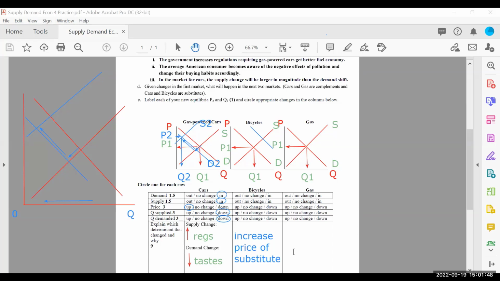I'm just showing you here, always I'm going to have two products that are substitutes, two products that are complements. So the easy way to do this is just use this formula. Well, that one went up. This is its substitute. And if there's an increased price of a substitute, if gas-powered cars are $1 trillion now, remember the exaggeration, of course, demand for its substitute bicycles will go up. So let's draw the new equilibrium points, and let's circle our appropriate places down below.